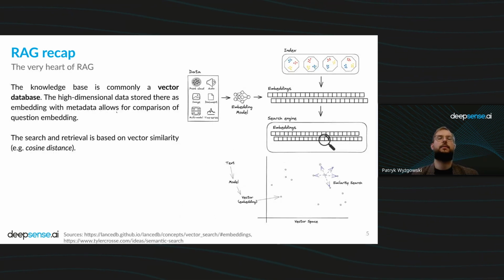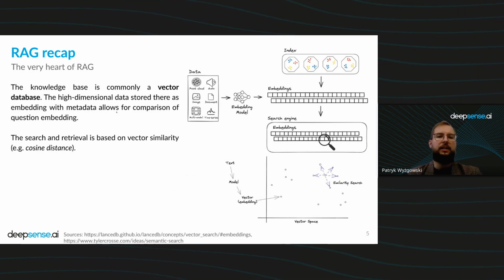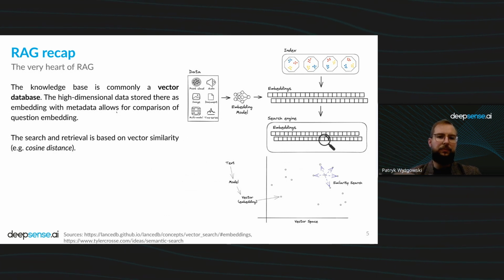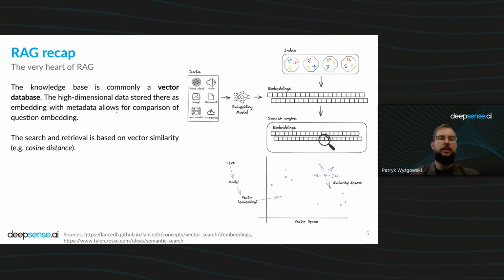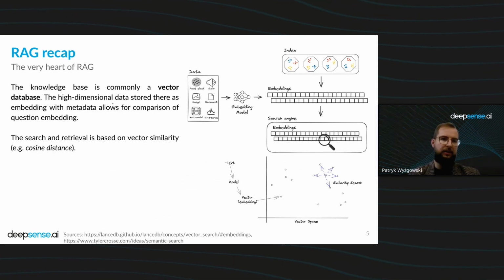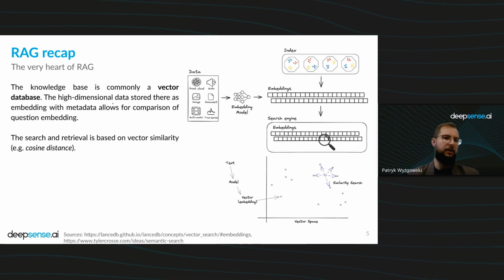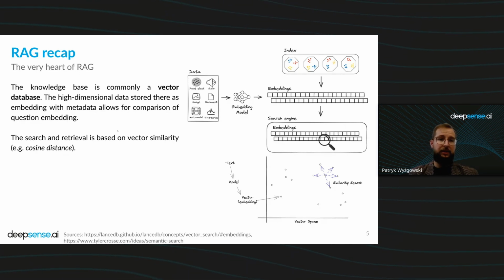The very heart of RAG is a vector database and similarity search, because when we index documents, we embed them as high-dimensional vectors, which are stored in the vector database. And when we have another question for our model, the question itself is embedded, and then it can be compared, and the algorithms for similarity search can be employed at this stage. For example, cosine distance and so on.